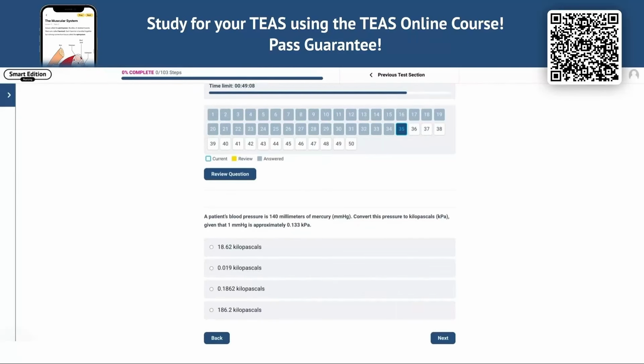For kilopascals, the way you needed to do this was 140, multiply that by 0.133. This information was provided to you. So when you calculate that with the 4-function calculator that they will provide to you on the screen, you will see 18.62. So this math problem is relatively simple. It's really more so testing your knowledge of how you would calculate it, right? It wanted to make sure that you knew that you just needed to multiply this and that you didn't need to make it more complicated than that.